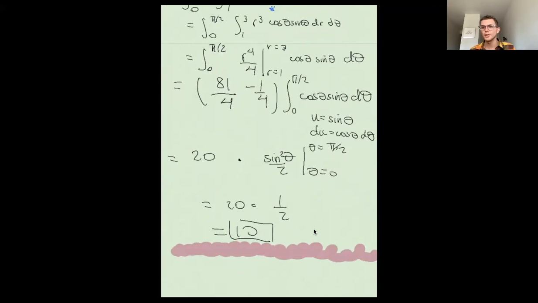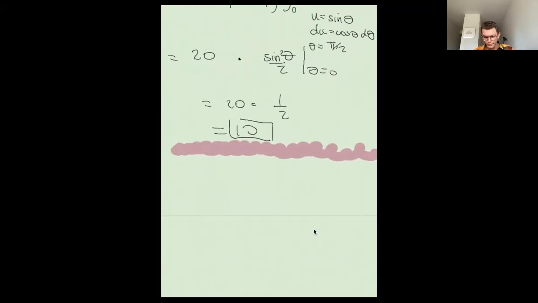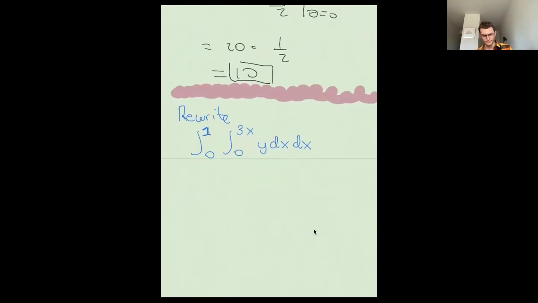Okay, this is another way in which you might see the problem written, so that's good to know. Another way in which you may see these problems is that they give you a double integral in Cartesian coordinates, and from there they ask you to rewrite it in polar coordinates.